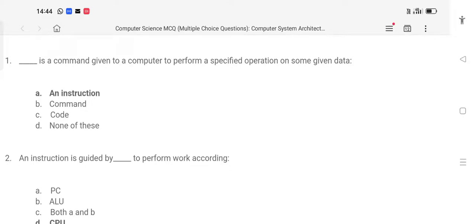இப்போது கம்ப்யூட்டர் சயின்ஸ் பேசிக் கொஸ்டின், கம்ப்யூட்டர் ஆர்கிடெக்சர் முக்கியமான கொஸ்டின் பார்க்க போகிறோம்.